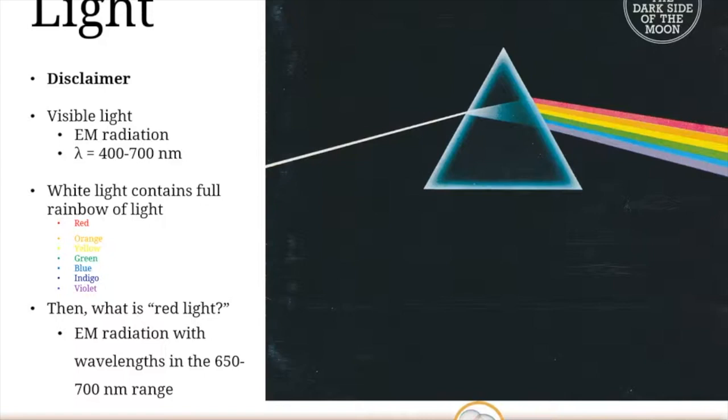So, what is light? Light is a form of electromagnetic, or EM, radiation, just like X-rays or infrared lasers. And what separates these different types of radiation is their wavelength. If you're not sure what I mean by wavelength, take a look at the bottom of the screen.